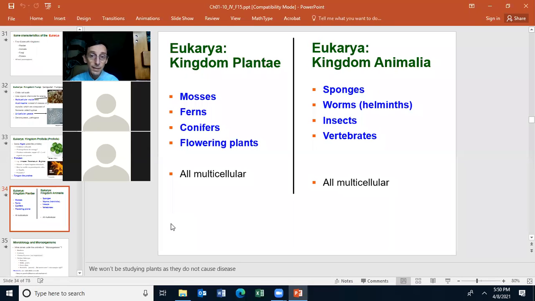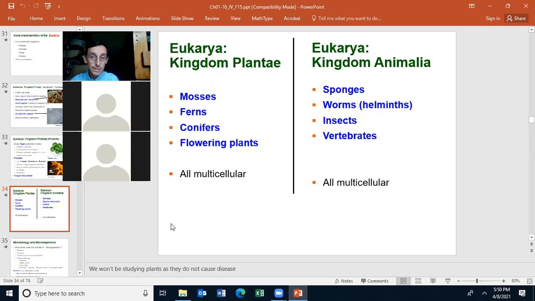Let's talk a little bit about the kingdom animal. You can divide the kingdom animals into the sponges, the worms, or scientific term, the helminths, the insects, and the vertebrates. All of the kingdom animals are multicellular, meaning that an organism has more than one cell.